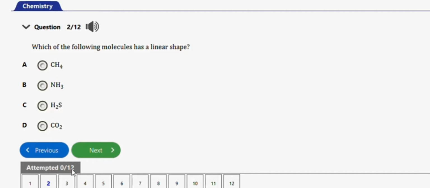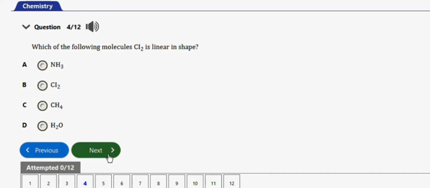The next question says which of the following molecules is linear in shape? The one that is linear in shape is chlorine gas. It's not water, it's not methane, it's not ammonia. So the right answer is option B. Chlorine gas is linear in shape.